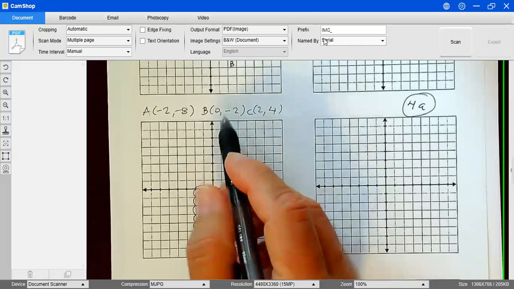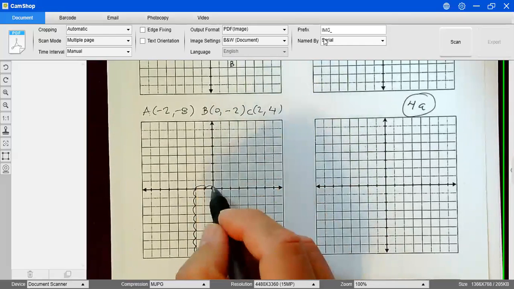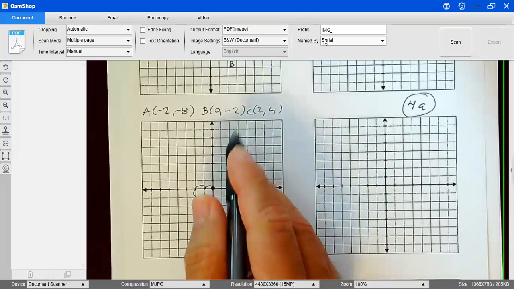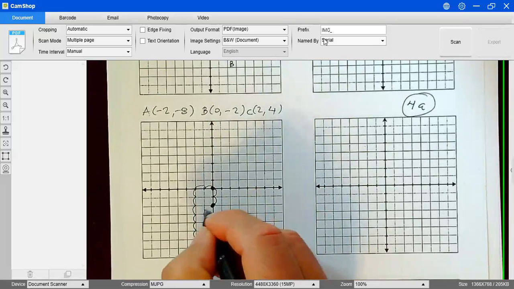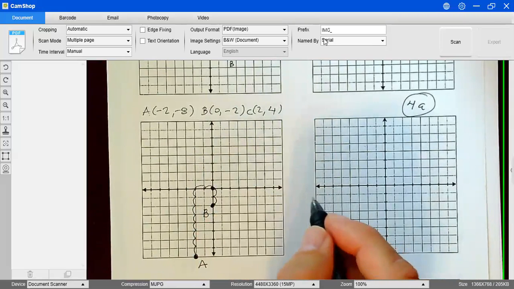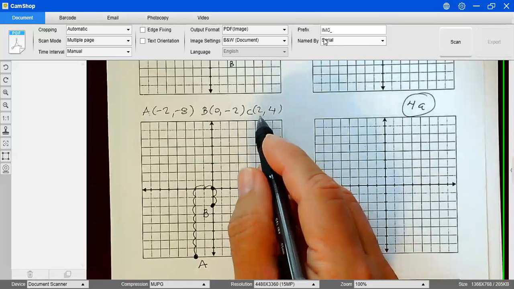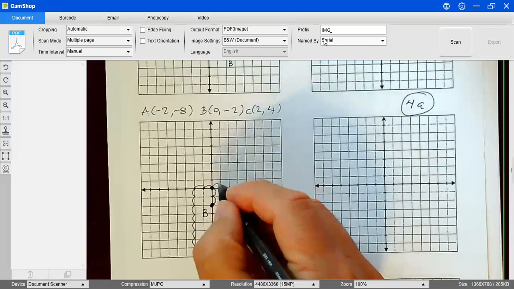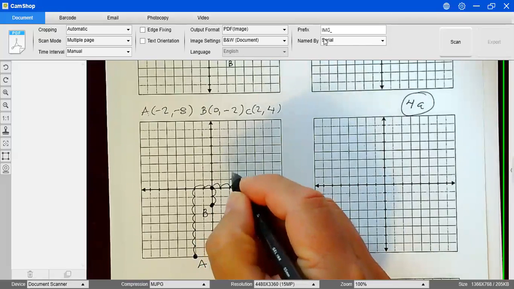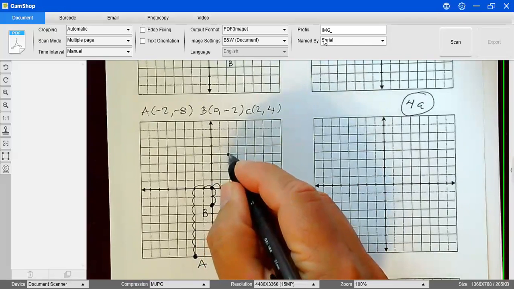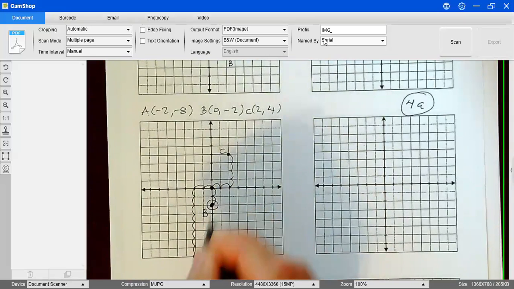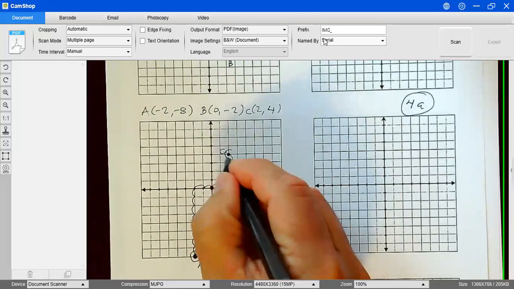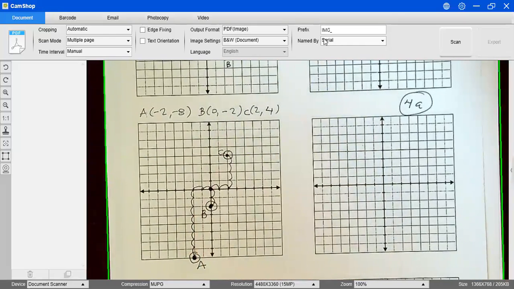Then I have point 0, -2, so 0, no horizontal move, only 2 units down, 1, 2. So that is going to be point B. And finally, the next point is at coordinates 2, 4, so 2 right, 4 up. So that's my third point. So now the crucial part, I need to be sure that my 3 points, this is one, this is the second one, and this is the third one, that they are on the same line.